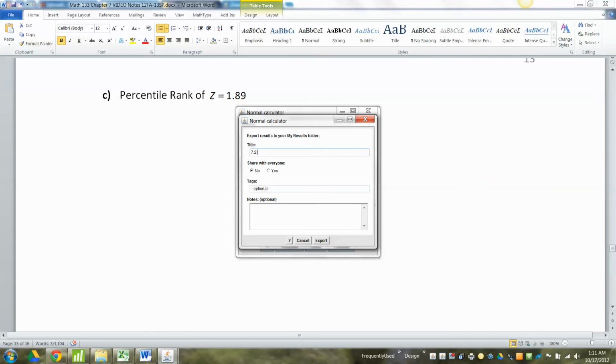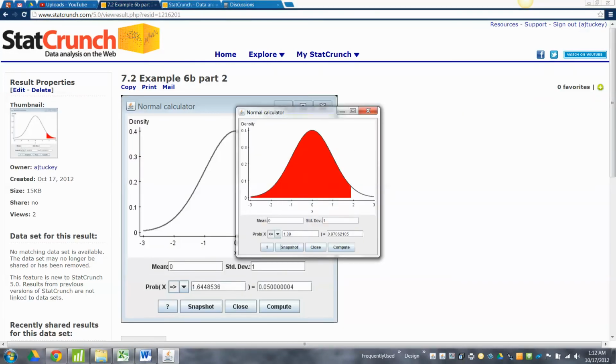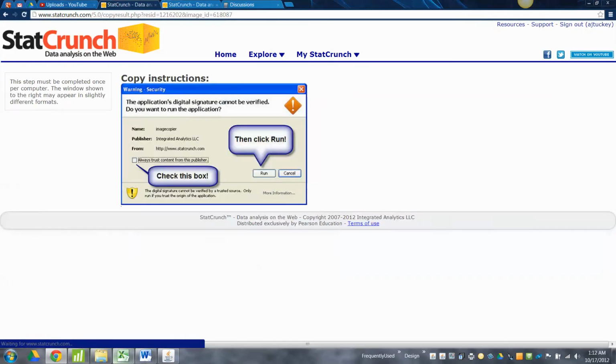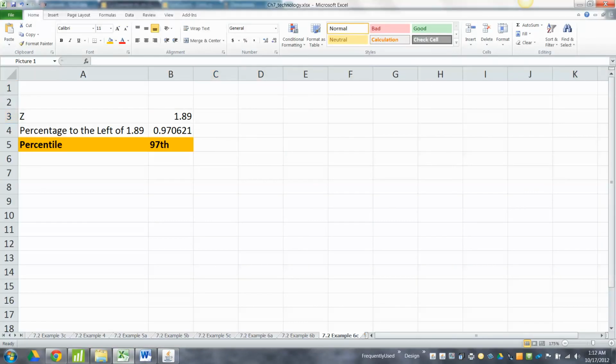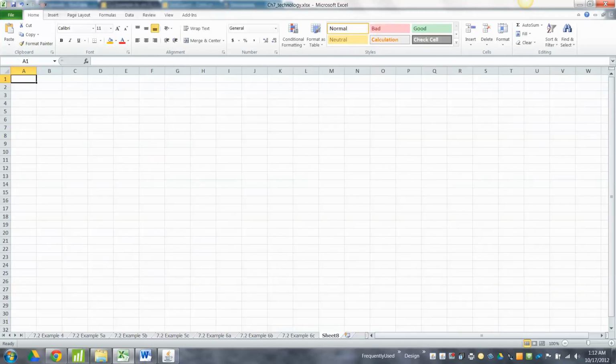I'm going to save it. And then I will go and copy and paste it in. There we go. And there it is. All right, last one. 7.2, example 6D. We will save our spreadsheet. All right, let's get in here.